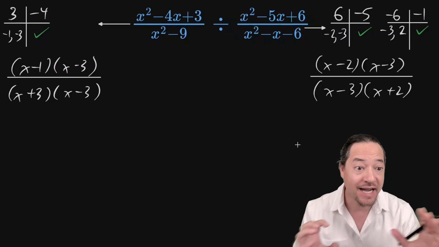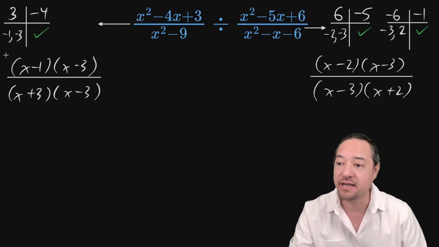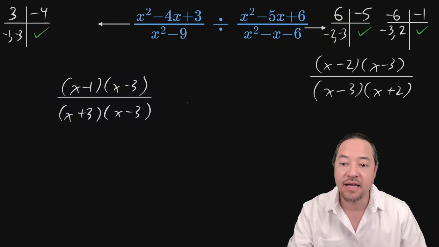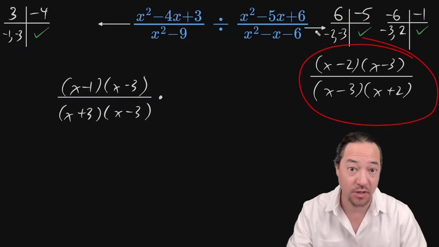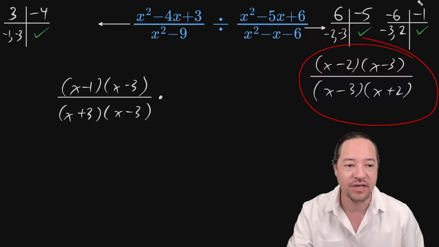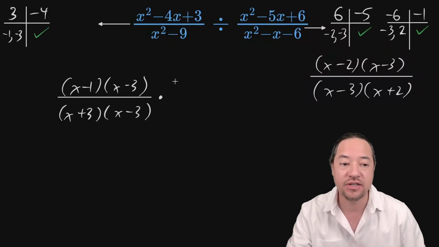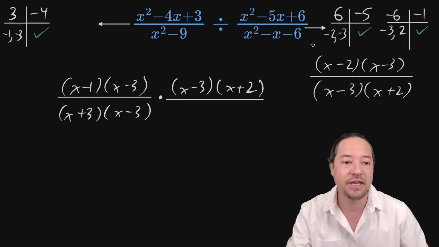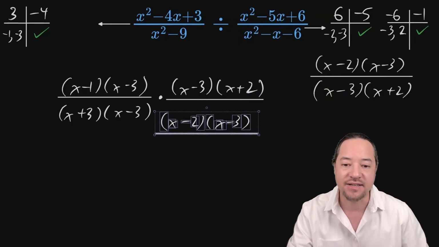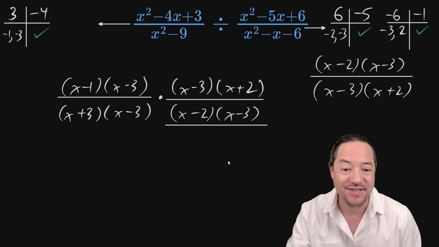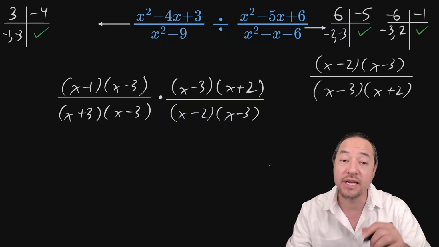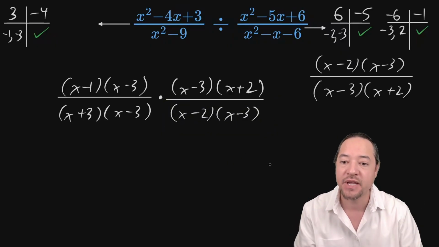Now, to divide them, what I have to do is take this expression right here, and I'm going to multiply it by the reciprocal of this one. Remember, I have to flip that over. So in the numerator, then, we're actually going to get the x minus 3 times x plus 2, and in the denominator, we will get this x minus 2 times x minus 3. Okay, so this is how we create a multiplication.